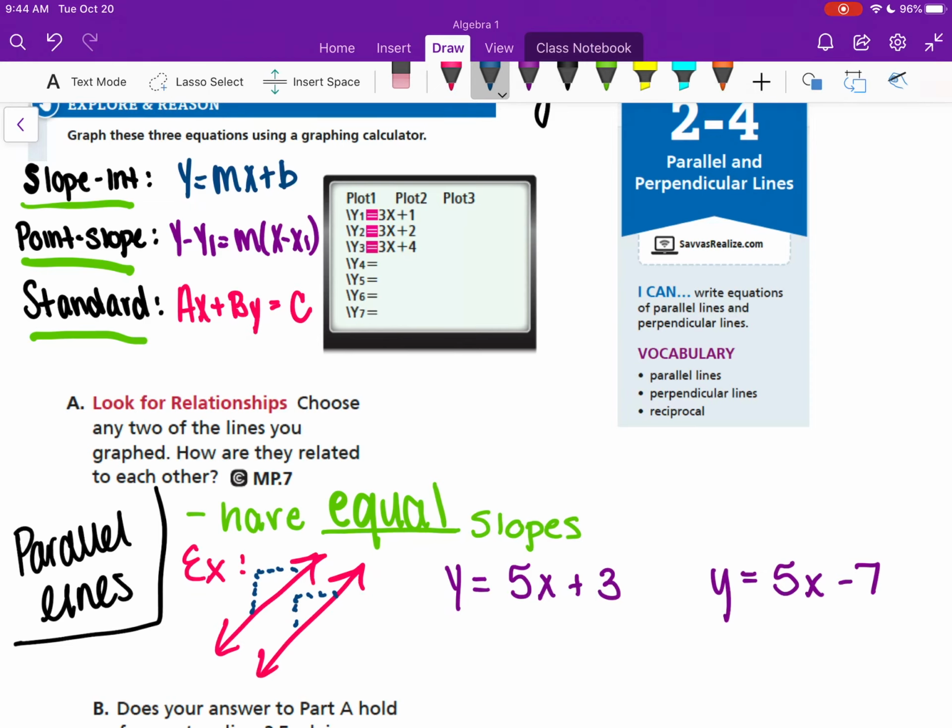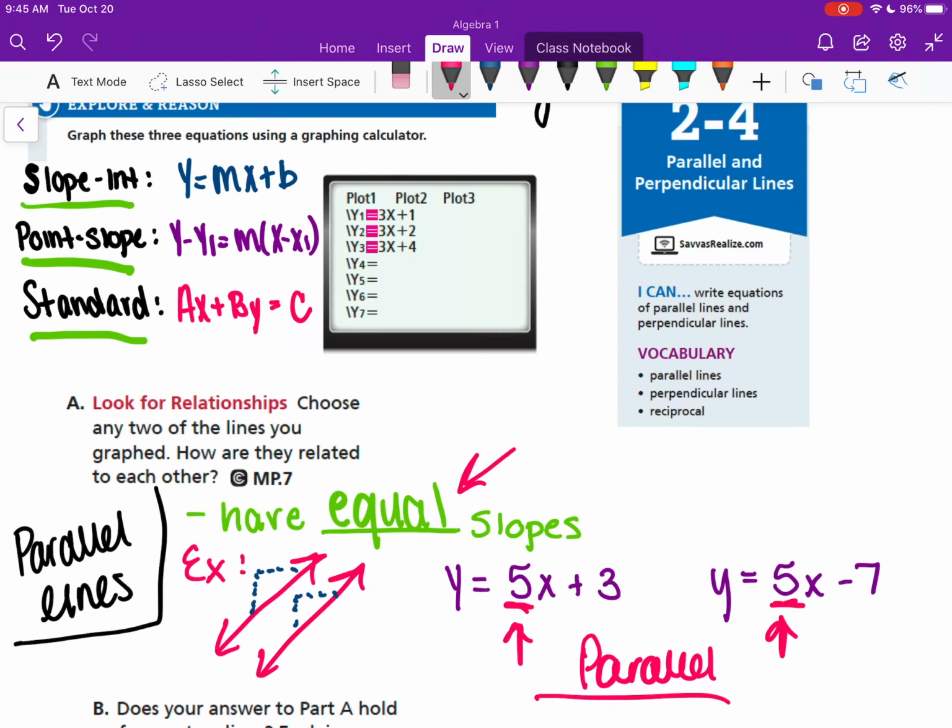So if you're looking at 2 equations of lines, and here we have 2 examples, y equals 5x plus 3 and y equals 5x minus 7. And what we know about slope-intercept form is the number in front of the x represents our slope. And what do we notice about the slope of these 2 lines? They're both 5. That means that they have equal slopes and they are parallel lines.